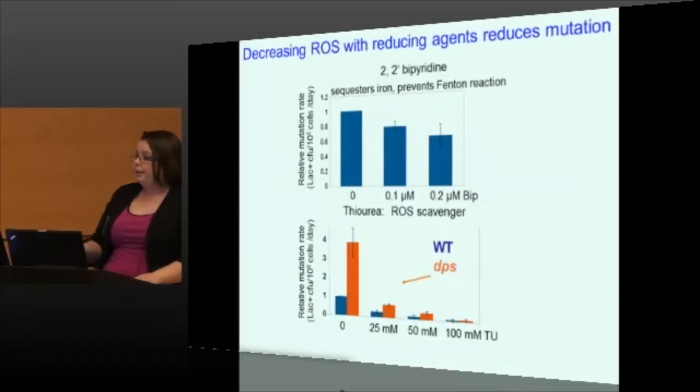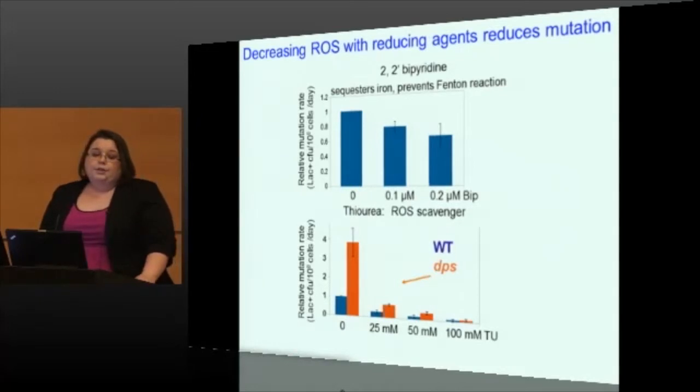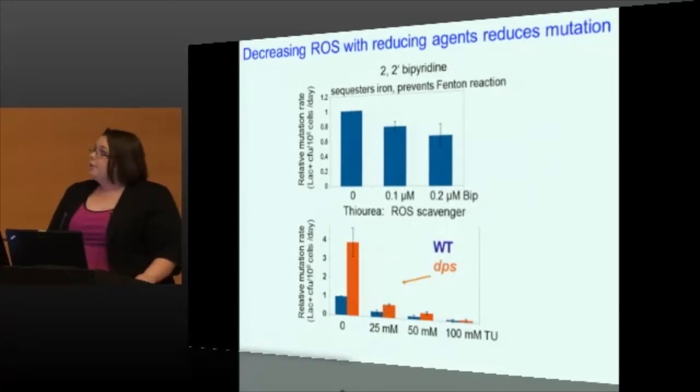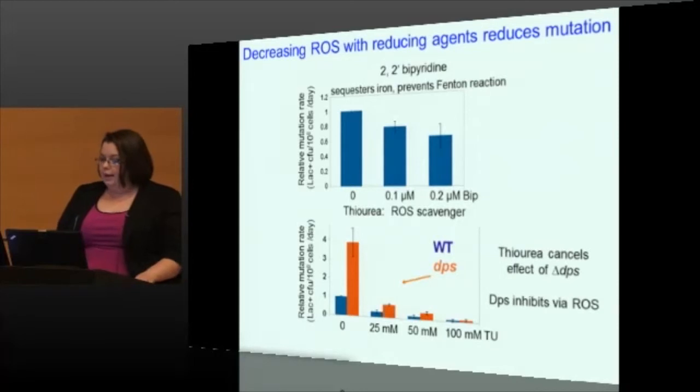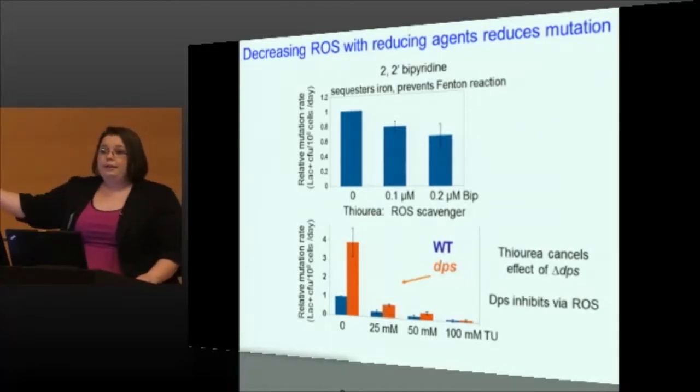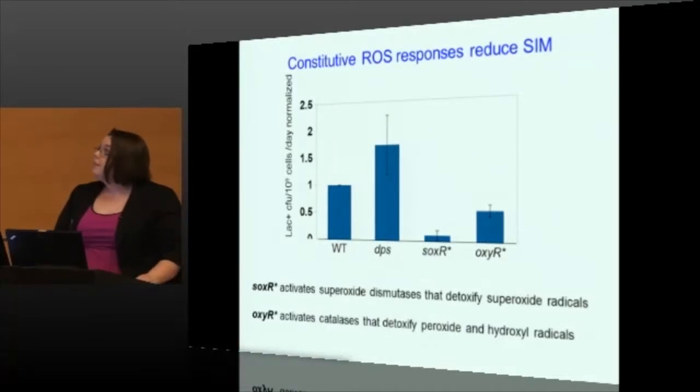So the first easy thing we did was we added known reducing agents to our assay. We added 2,2-bipyridine, which chelates ferrous iron specifically, and thiourea, which is an ROS scavenger specifically for hydroxyl radicals. And what you see is that we get a reduction of mutagenesis in a dosage-dependent manner for both chemical treatments. And more than that, if you look at the orange set of bars, that's that DPS deletion mutant I talked about. So when we add thiourea, we are completely canceling the effect of delta DPS, our first line of evidence that, yes, DPS is inhibiting via ROS protection.